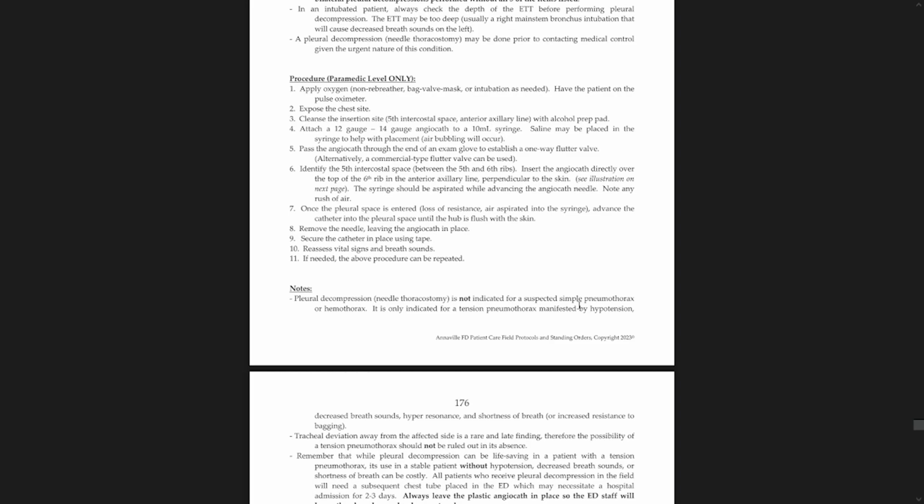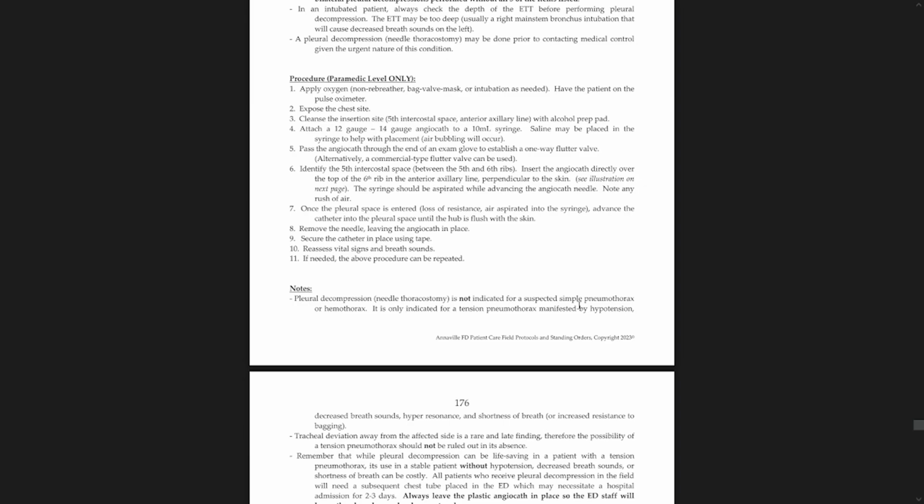For a paramedic only, apply oxygen via a non-rebreather mask or a BVM, or intubate if needed. Have the patient on the pulse oximeter. Expose the chest site. Cleanse the insertion site, the fifth intercostal space, anterior axillary line with an alcohol prep pad. Attach a 12 gauge to 14 gauge angiocath to a 10 ml syringe. Saline may be placed in the syringe to help with placement, since air bubbling will occur.